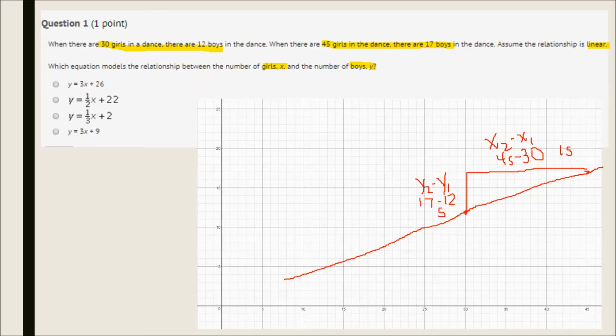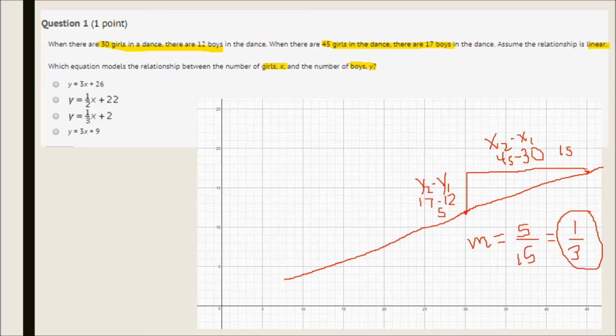So again, we find our slope by going rise 5 over run 15. I'm going to go ahead and simplify if I can. That is 1 over 3. Now this is multiple choice. So I want you to look at what I have found the slope to be and look over here. And I want you to go ahead and pick which one is the correct answer. All right, pause there for you to go ahead and answer that question.